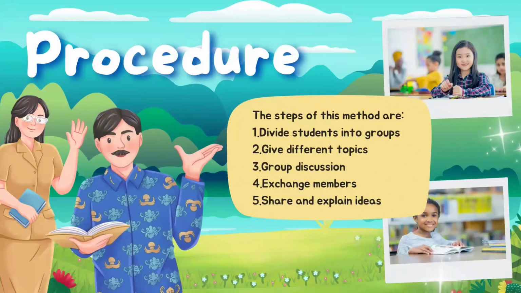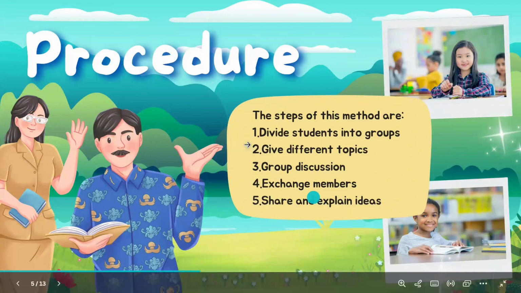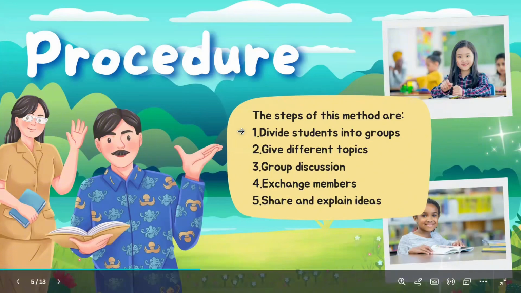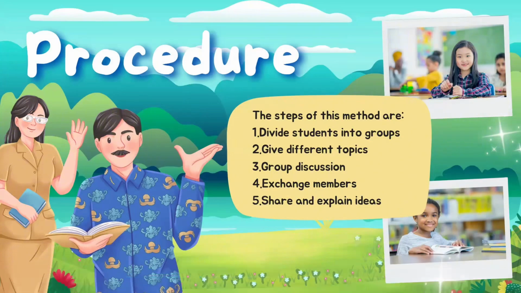Okay, next is the procedure. There are several steps in this method. I write 5 steps for this method. First, the teacher divides students into groups. Next, for the second, each group gets a different topic. Of course, different topics. Every group has a different topic.